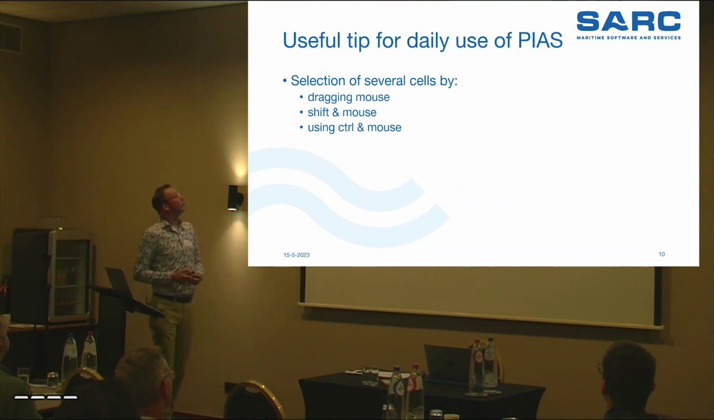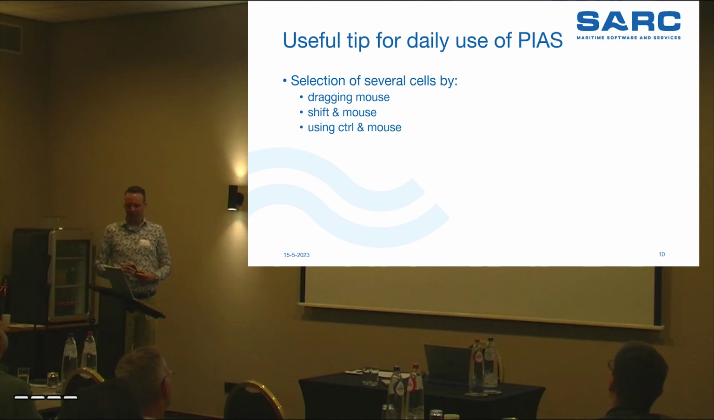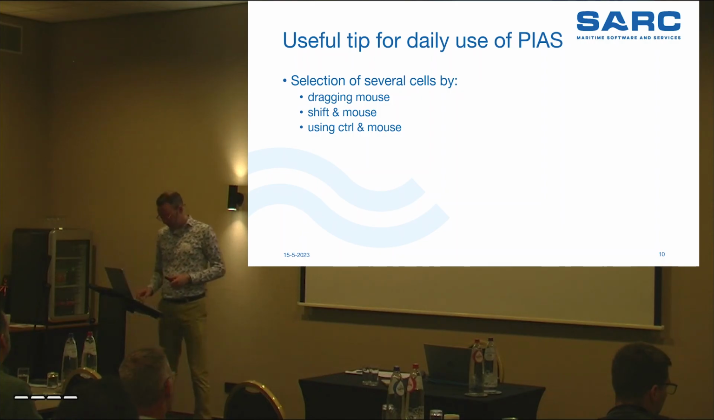Sorry. And now, useful tips for daily use of PIAS. For example, one can also select several cells, and that can be done in three different ways. It's by dragging the mouse, as I did just by switching the columns, but also several cells can be selected by shift and clicking the mouse, and a more dedicated selection can be made by keeping Control pressed and clicking the mouse, and that looks as follows.